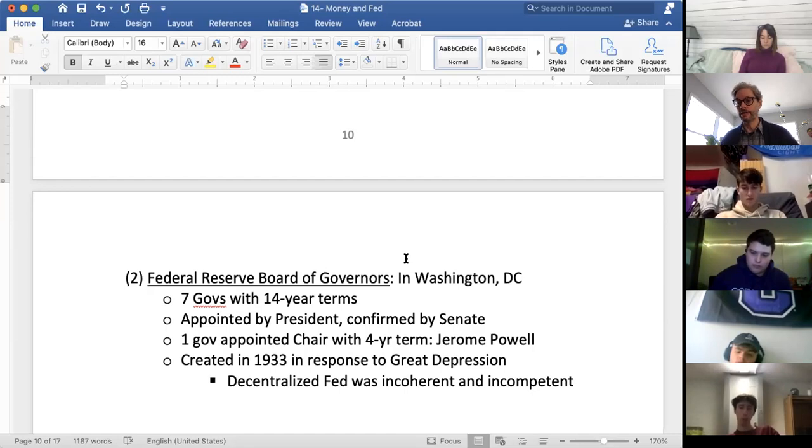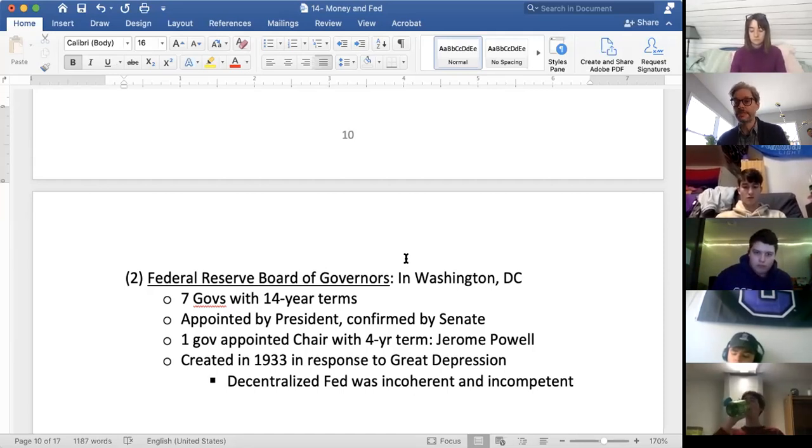Jerome Powell was appointed by President Trump in 2017. All right, so he's actually coming up, I believe, sometime toward the end of this year. His 4-year term is coming up, and he could be reappointed, right? The Chairman of the Federal Reserve can be reappointed for additional terms, but when you're appointed and confirmed, you're there for 4 years. And so, as I said, this Board of Governors was really created in response to the Great Depression because the Fed was so incoherent and incompetent.